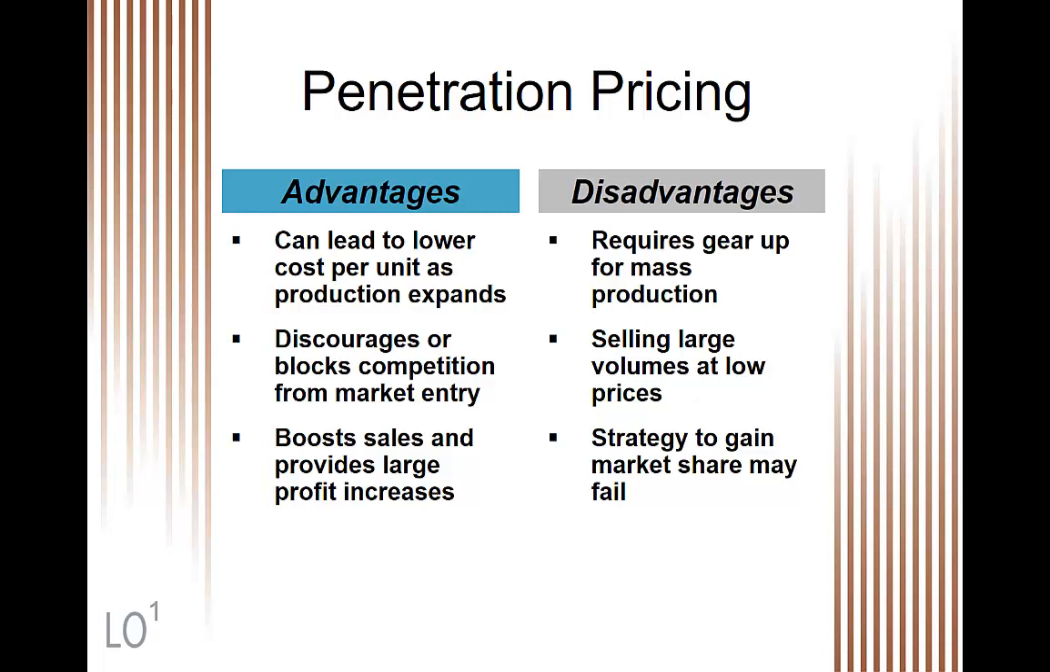They have to have the mass production in order to be successful. Second, selling large volumes at low prices. Again, per unit profit is lower for penetration pricing, but for the mass production and mass selling, it is possible. Third, strategy to gain market share may fail.